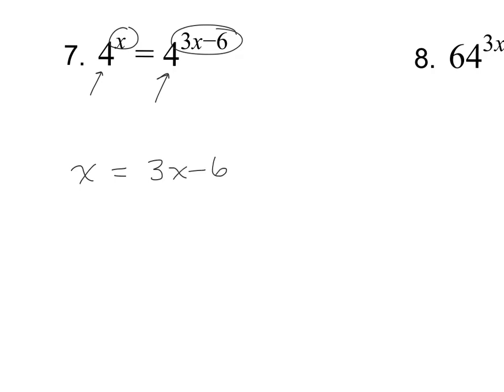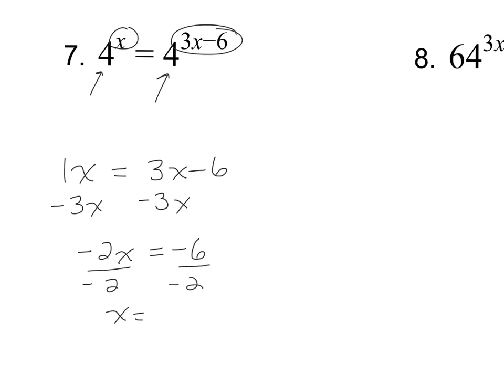Now we just use our basic fundamental algebra to solve these equations. So I would subtract 3x from both sides. So 1x minus 3x is negative 2x equals negative 6. And then I would divide both sides by negative 2. So x equals 3.